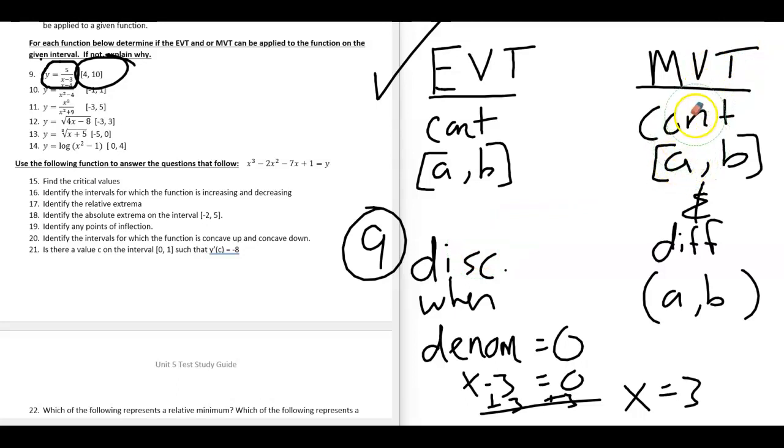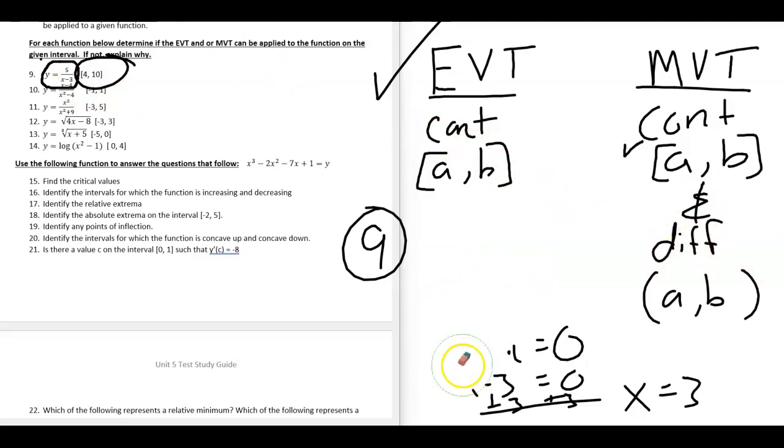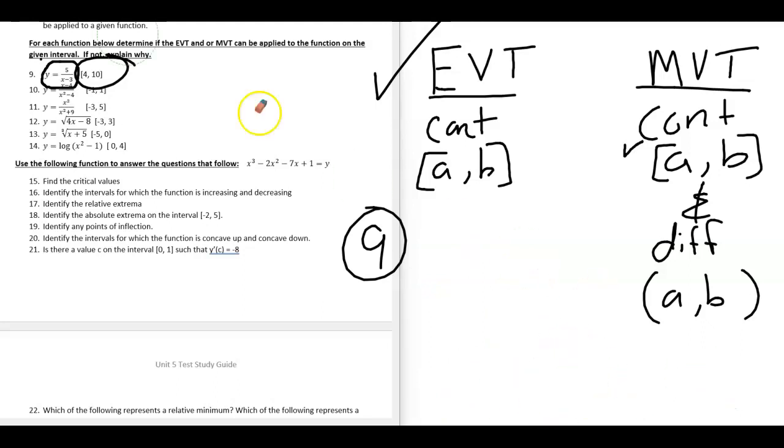Now, the MVT also requires it to be continuous on AB. So far we're good, but it also has to be differentiable. Now I'm going to do it this one time, but you're going to find that with these types of functions, you really don't need to worry about doing the derivative on these. But basically, how do you tell if it's differentiable now? That's the question. To tell if a function is differentiable, you need to find its derivative first.